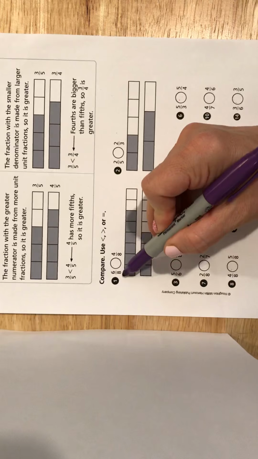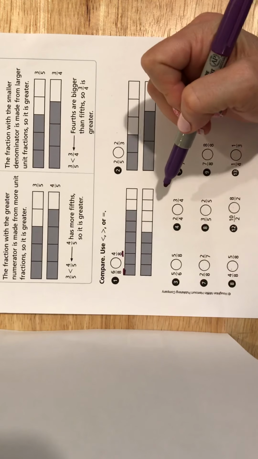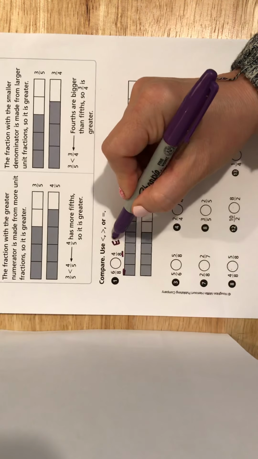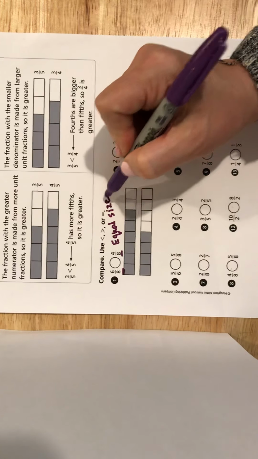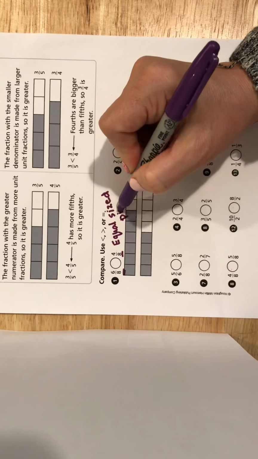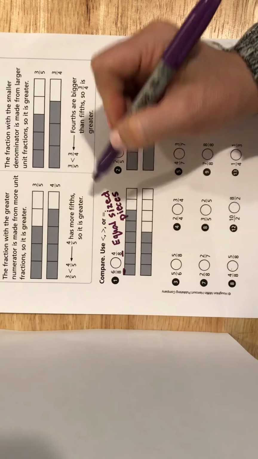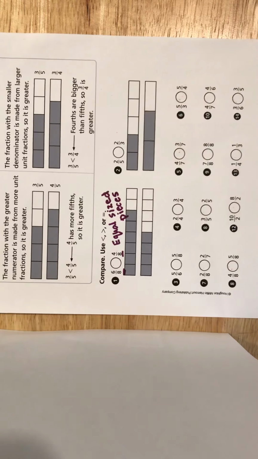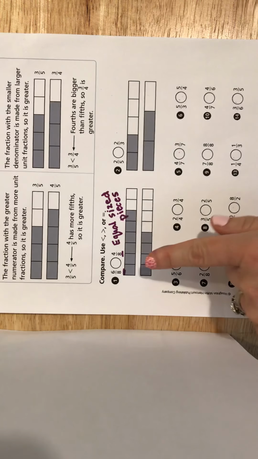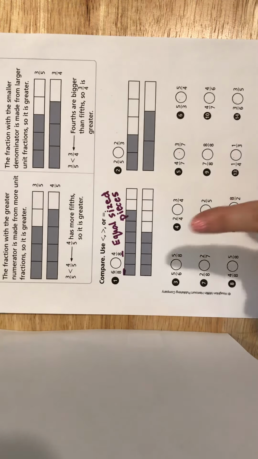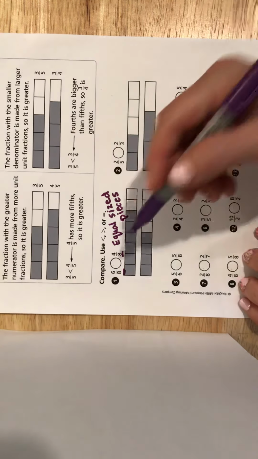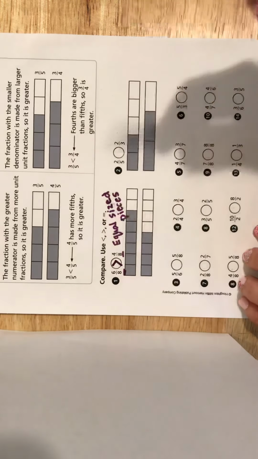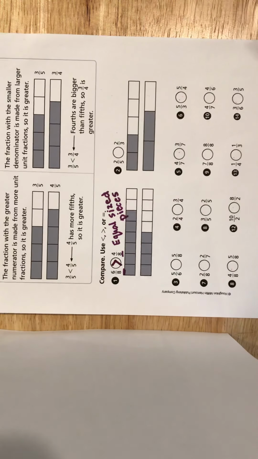And remember, when I have denominators that are the same, we have equal size pieces. So this makes it really easy. So if I have equal size pieces and I'm talking about 6 of those pieces versus 4 of those pieces, we know that the 6 is obviously bigger than 4, so that makes 6/8 bigger than 4/8.